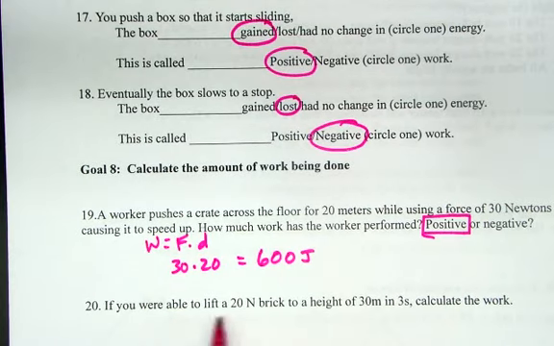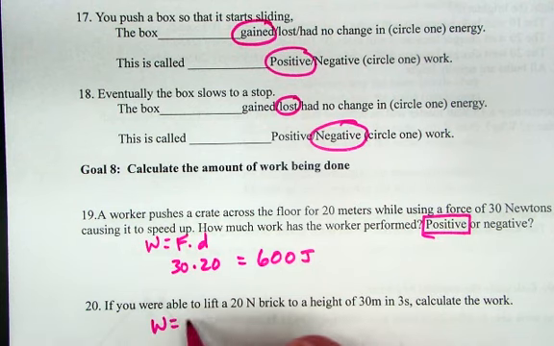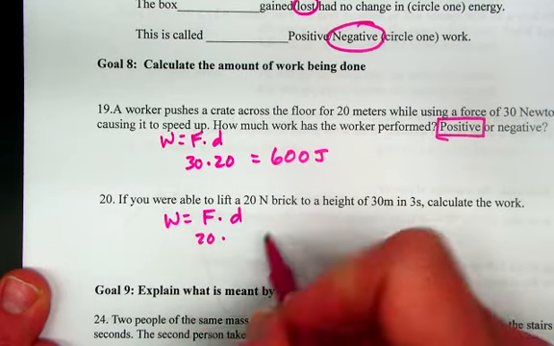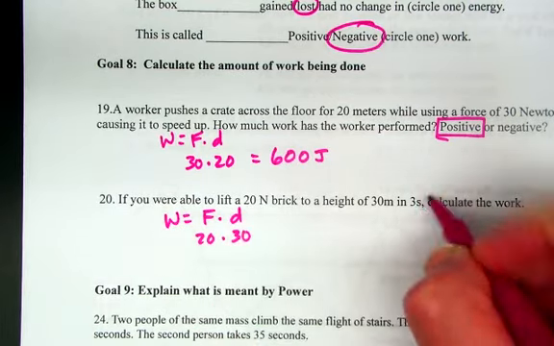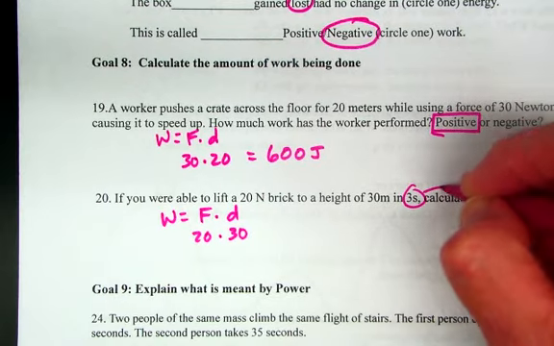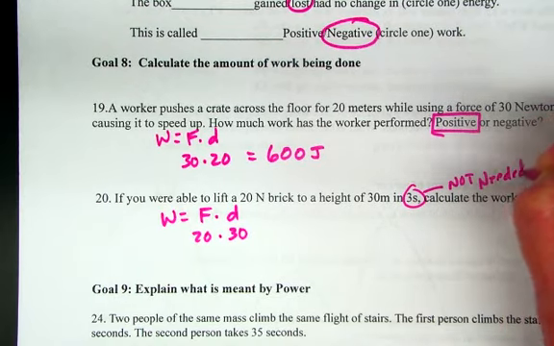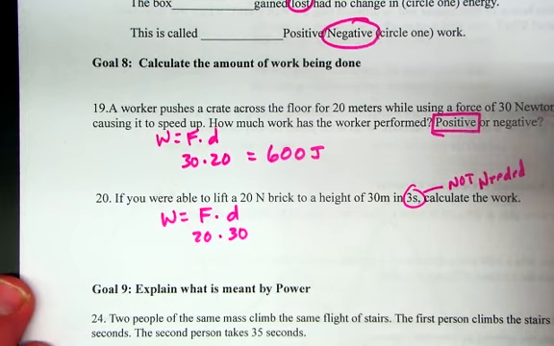If you were to lift a 20 newton brick to a height of 30 meters in 3 seconds, calculate the work. So work is force applied over a distance. The force would be 20 newtons. The distance would be 30 meters. The 3 seconds is extra information that's not needed. It's like a distractor in this case. You gotta be careful. Sometimes problems do that.